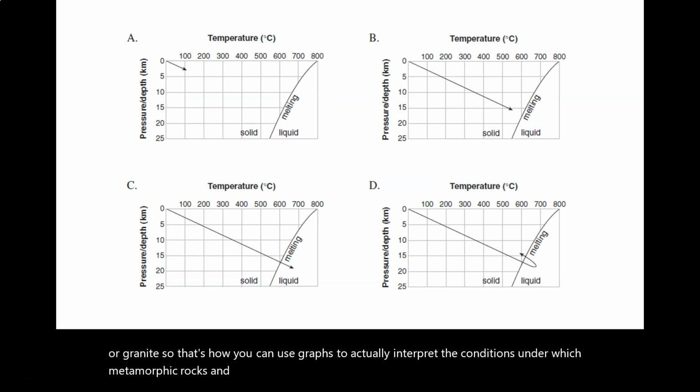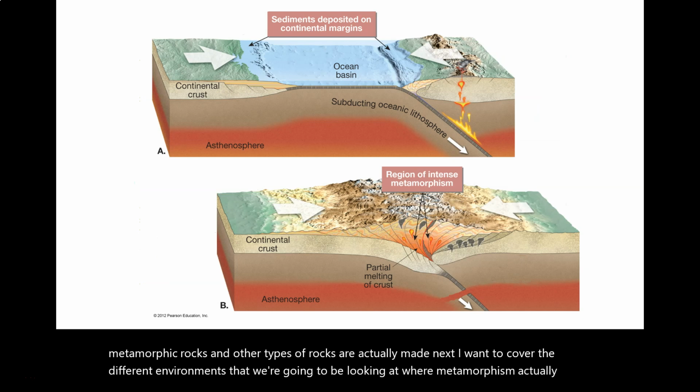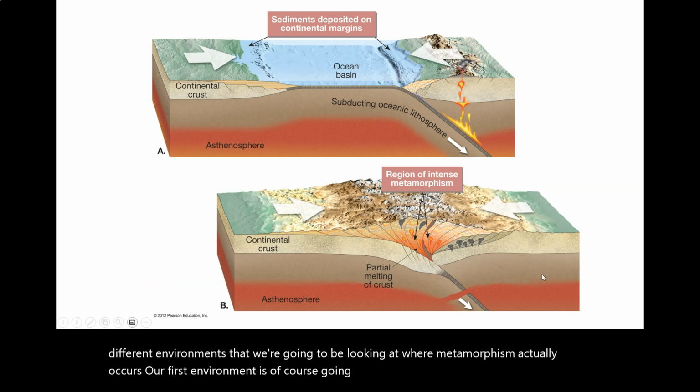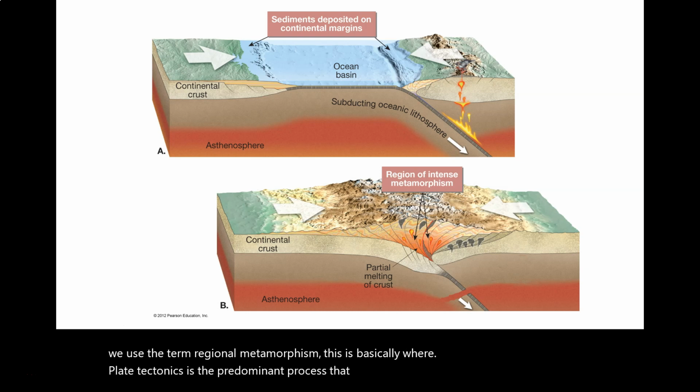Next, I want to cover the different environments that we're going to be looking at where metamorphism actually occurs. Our first environment is, of course, going to be regional metamorphism. Whenever we use the term regional metamorphism, this is basically where plate tectonics is the predominant process that is actually generating the heat and pressure needed to make metamorphic rocks.